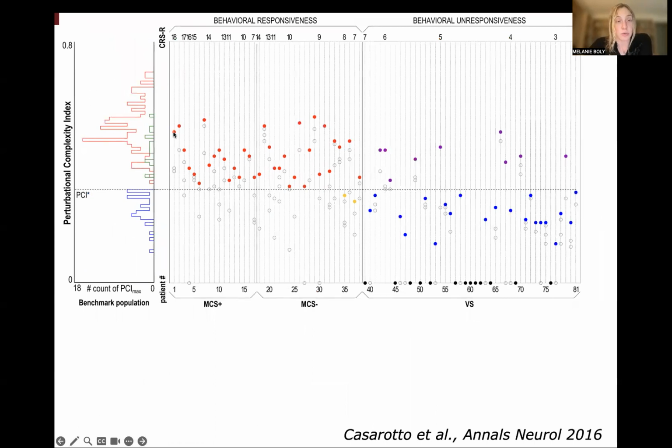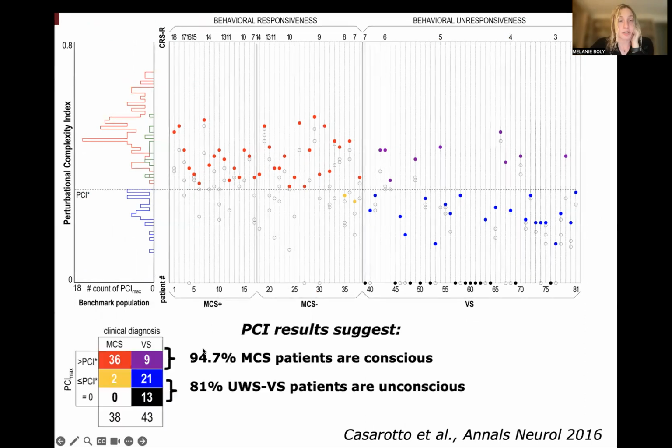So we have a good tool to apply this measure to patients with disorders of consciousness and see what happens in minimally conscious state patients. MCS plus being the ones who have a response to command, and minimally conscious minus are the ones that do not. If you apply this validated measure in this patient population, what you see is that most of the patients in a minimally conscious state, actually 95% of them, are diagnosed to be conscious, compared to 81% of patients here on the right with unresponsive wakefulness syndrome or vegetative state.